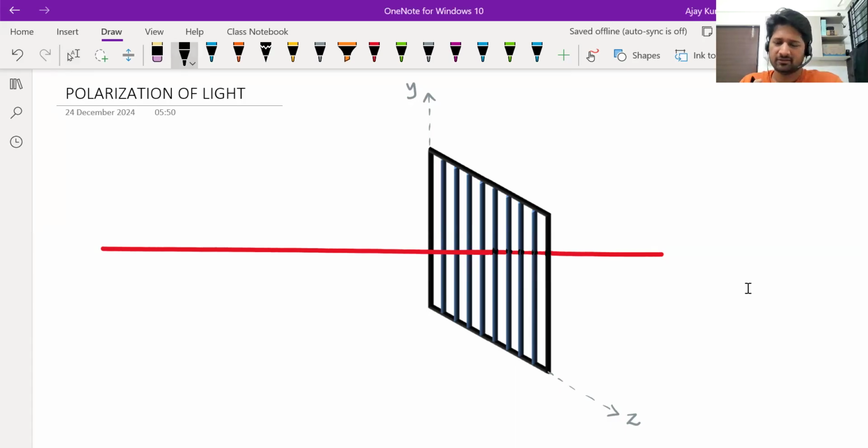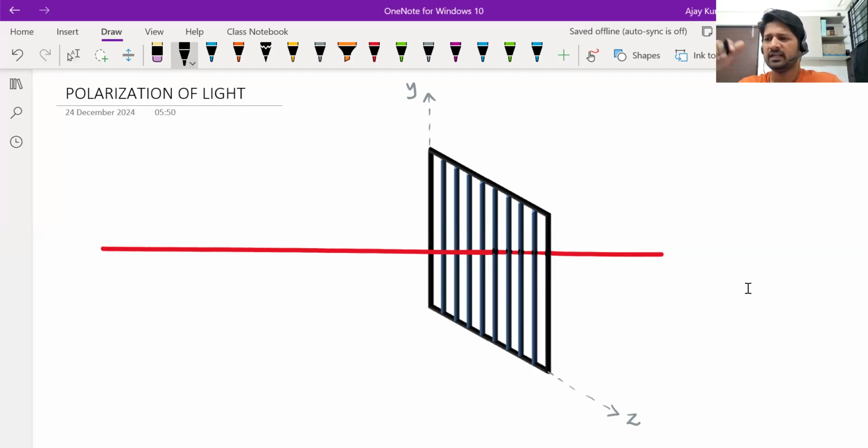See, from the experiments based on interference and diffraction of light, it was proved that light has wave nature. Right? Wave is basically a disturbance which propagates from one point to another. Now, the disturbance in case of light is in terms of electric and magnetic fields. Light is an electromagnetic wave.